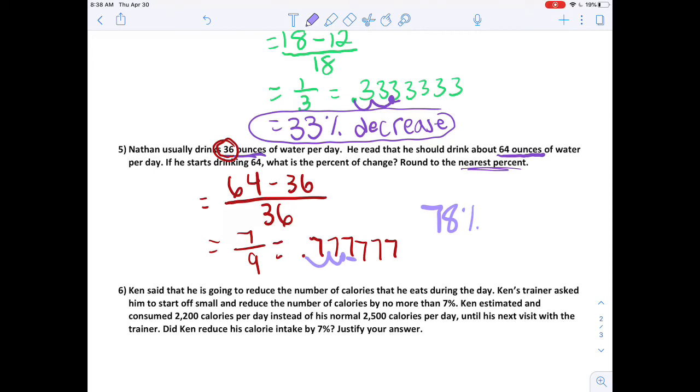Now, is this an increase or a decrease? Well, it went from 36 to 64, so that's an increase.